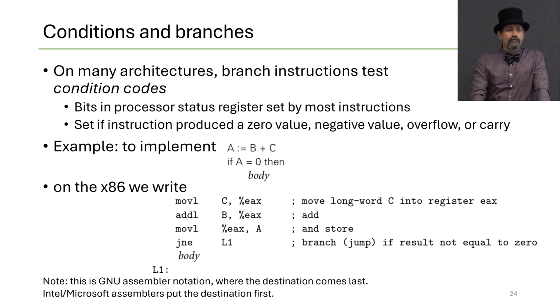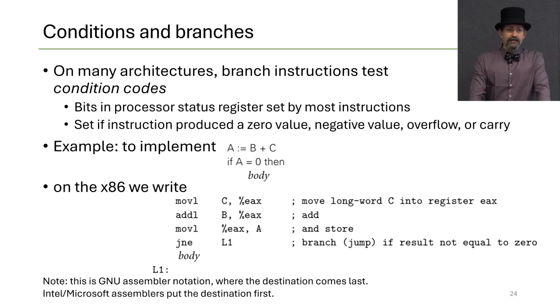So on the x86, we will first load C into a register, move C into EAX. Then we'll add B to EAX. So remember, x86 has a register mode. It's a complex instruction set computing system where add can take a memory operand. So we'll load from B in memory to EAX and add it with C. We'll store EAX back into A. And then we'll jump if the result was not equal to 0. So JNE is jump if not equal to 0, we'll jump to N1. And then if it's equal to 0, we just fall through and we execute the body.